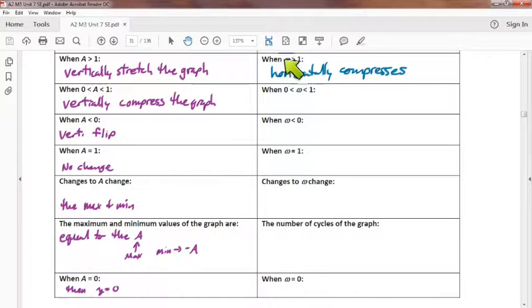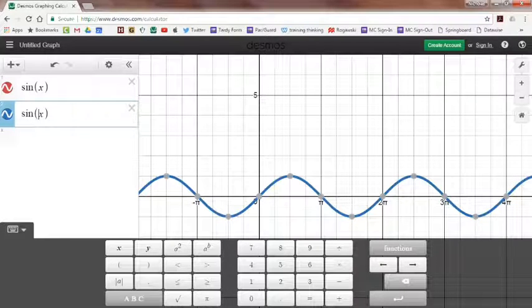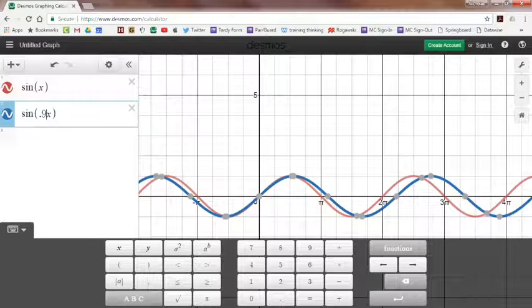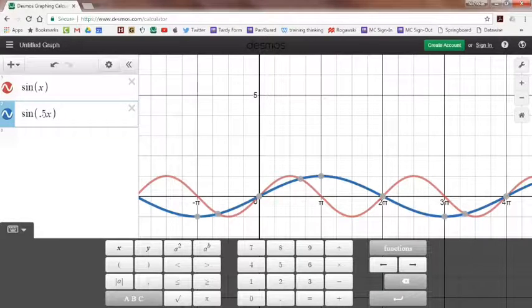Alright, well what if that number is between 0 and 1? What would happen? Let's see. Delete. Let's put 0.9 on there. I can't see anything. Let's see, 0.5. Well, that's weird. Look at the end of the cycle on the red line. Still at 2 pi. Where's the end of the cycle on the blue line?